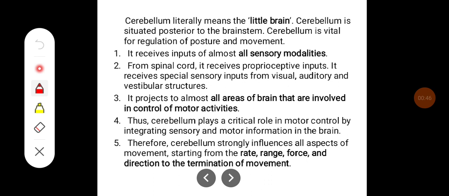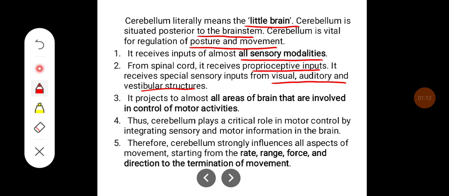Cerebellum literally means little brain. Cerebellum is situated posterior to the brainstem. Cerebellum is vital for regulation of posture and movement. It receives input from almost all the sensory modalities. From the spinal cord, it receives proprioceptive inputs. It receives special sensory inputs from visual, auditory, and vestibular structures.